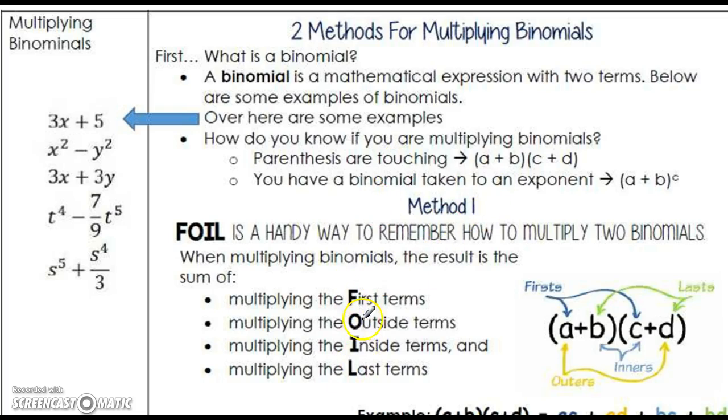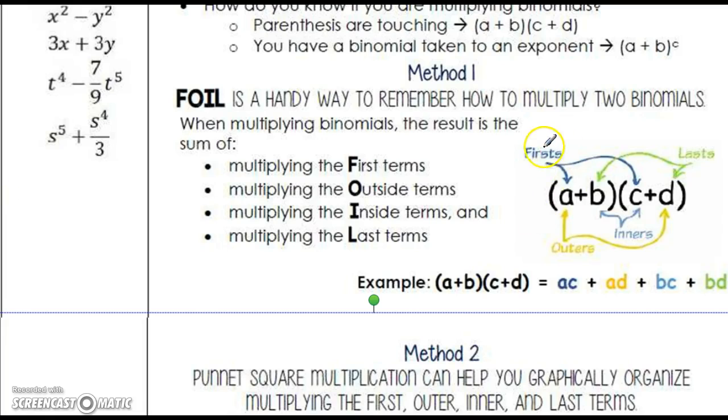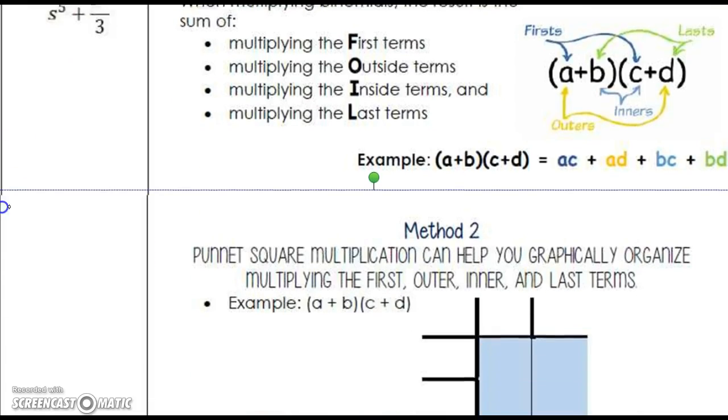You can use that FOIL method. We've got binomials here, so that means just two terms. These are all examples of things that are two terms. So when we FOIL, we do the first, we do the outer multiplied, we do the inner, and then we do the last. And you can kind of see it colorized here. And then we combine like terms.